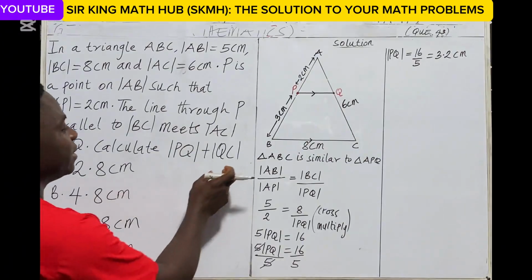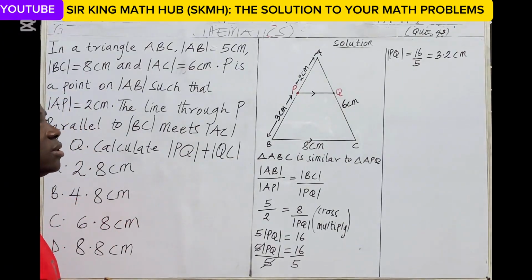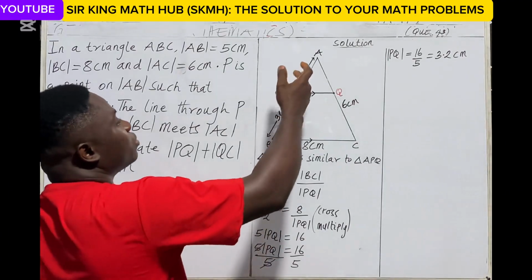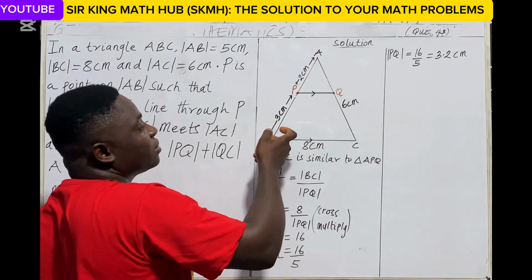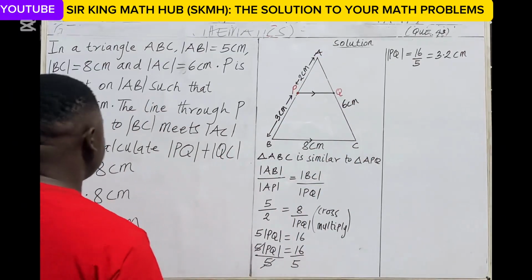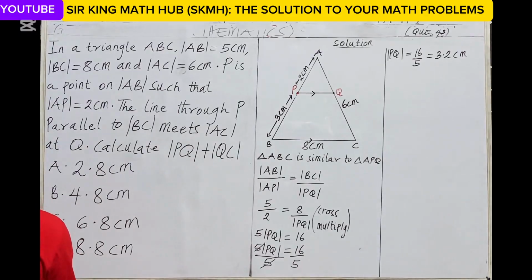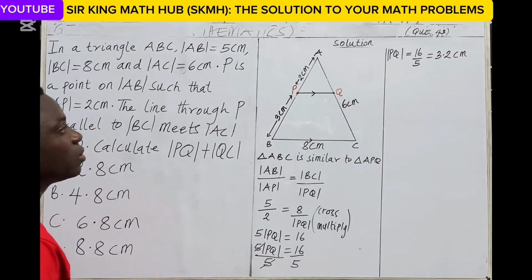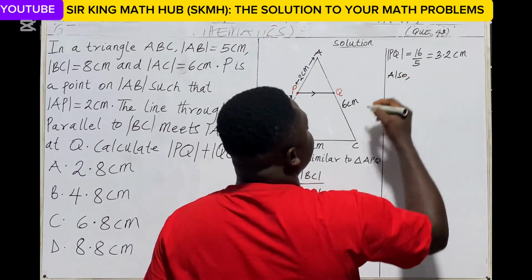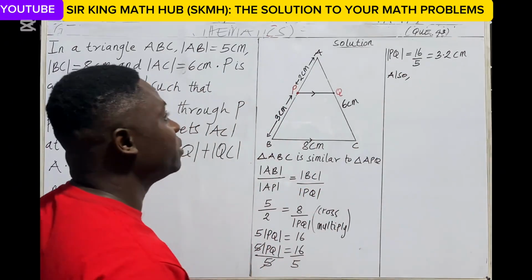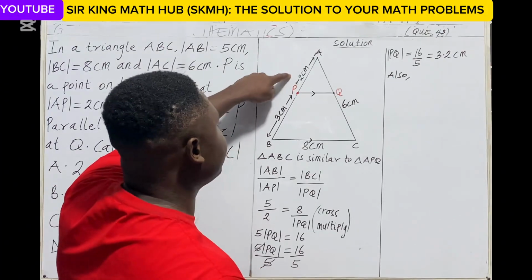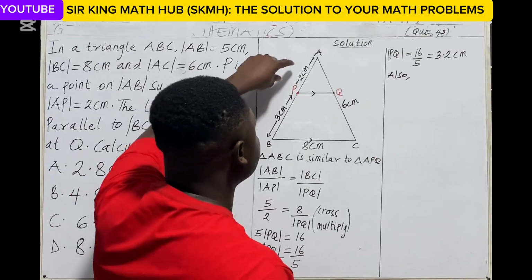Let's also look for the length of line QC. Again, because these two triangles are similar, we are going to consider this side of the triangle and then this side of the triangle. And again, the ratio of their corresponding sides must be equal. So let's find the ratio of this side of the triangle.